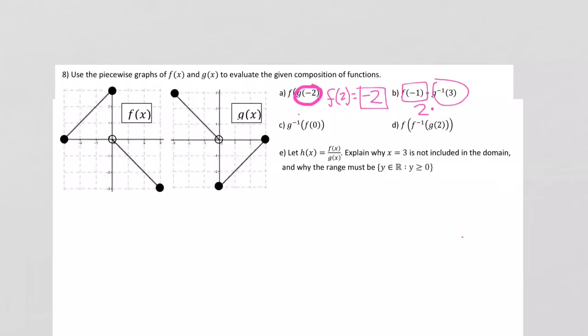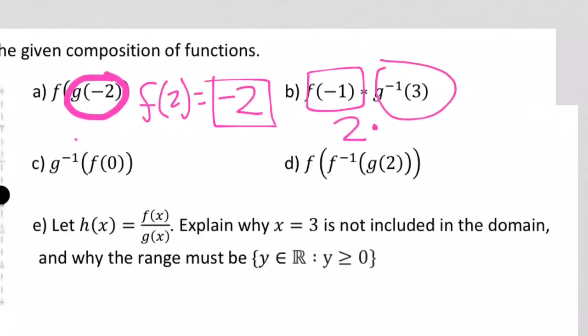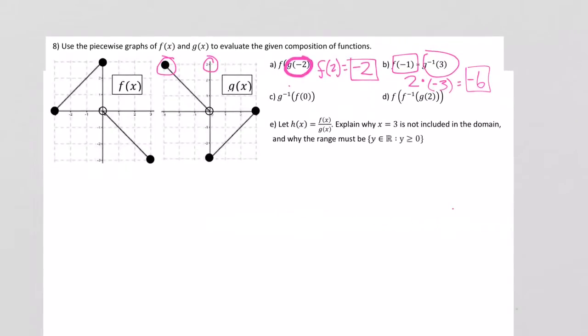G inverse of 3. That is saying, go to the graph of g, find the y value of 3. Y value of 3 is right there. What's the corresponding x value? Well, there is the corresponding x value, which is negative 3. Sorry about that. So 2 times negative 3 is negative 6, just like that.